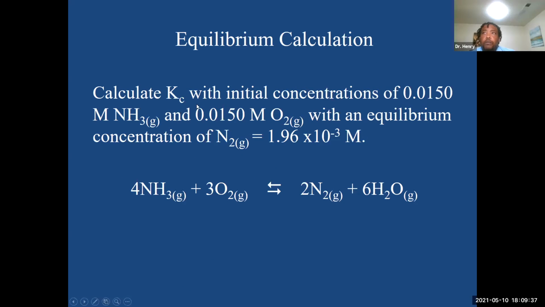Okay, so here: calculate Kc with the initial concentration of 0.0150 molar of ammonia and 0.015 molar of oxygen gas, with an equilibrium concentration of N2 equal to 1.96 times 10 to the minus 3 molar. Okay, so what are we gonna do?